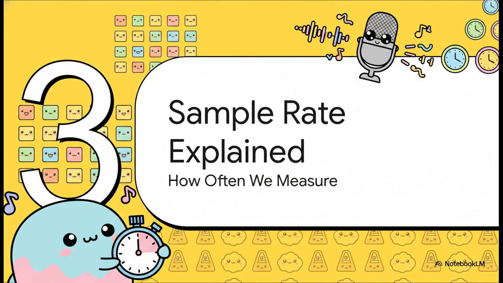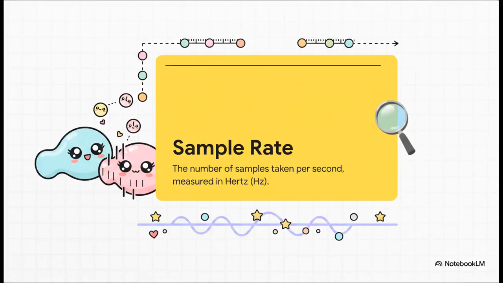Okay, moving on to part 3, sample rate explained. Basically, how often we measure. The absolutely crucial definition to lock in here is that sample rate is the number of samples, or measurements, taken per second of a sound wave. The golden rule you need to know? A higher sample rate means you're taking way more of those snapshots every single second. Less data slips through the cracks between measurements, which gives you a much more accurate representation of that original smooth wave.